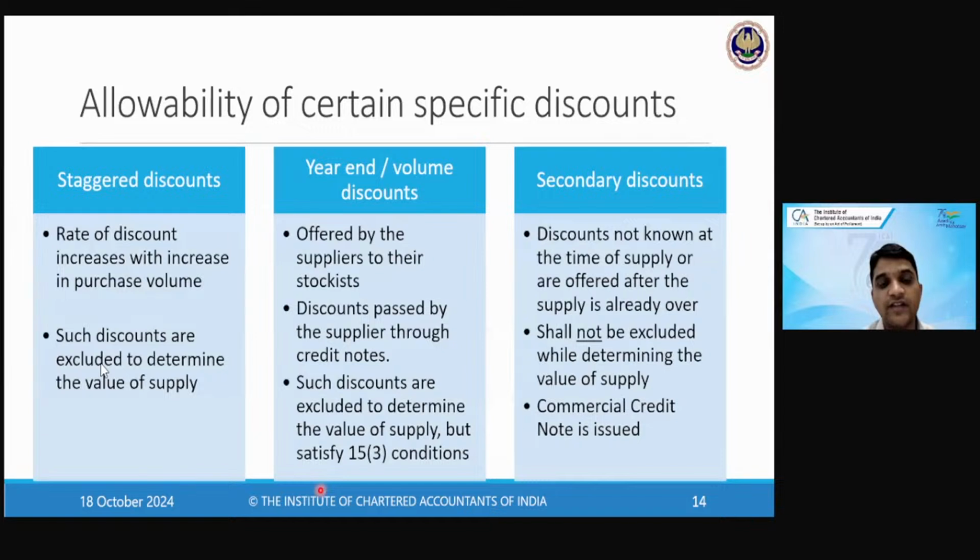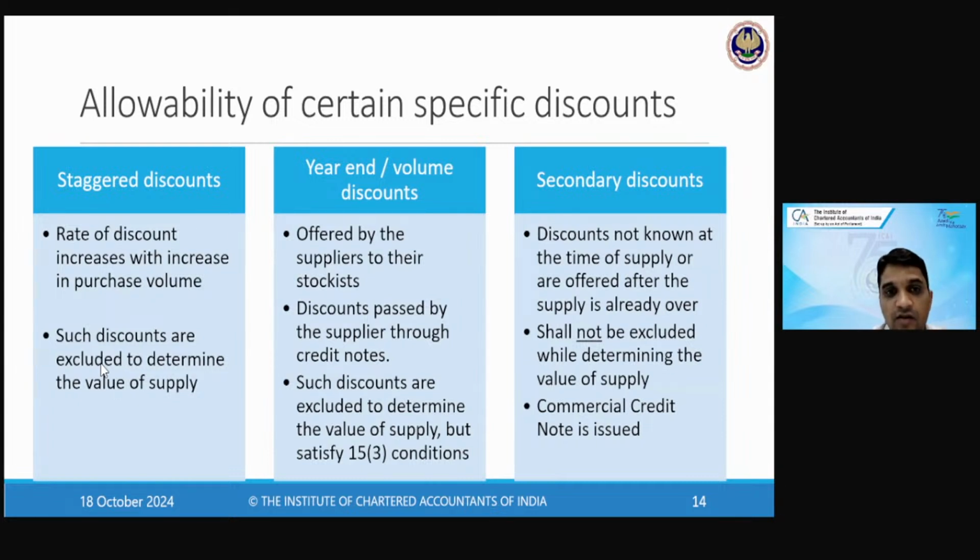Now, there is again a clarification on what types of discounts can be given. One is called a staggered discount, wherein the rate of discount increases as and when you increase the volume. Say if you purchase 100 quantities, no discount. If you purchase 150 quantities, 5% discount. If you purchase 200 quantities, 10% discount. So this is a staggered discount. Now, the rate of discount increases with the increase in the purchase value. Such discounts are to be excluded because that's given at the time of supply itself, right? Or at least it is agreed at the time of supply. So such staggered discount will get reduced.